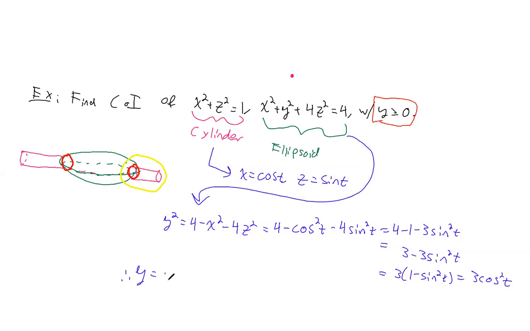Y, it turns out, has to be equal to the square root of 3 times the absolute value of cosine t. It's a little tricky in this case because you take the square root, but you need it to be positive. Well, the square root of something squared is just the absolute value, so you just leave it as y equals root 3 times the absolute value of cosine t. Still leaves you with x equals cosine t, and z equals sine of t. No issue. And that ends up being our final answer.